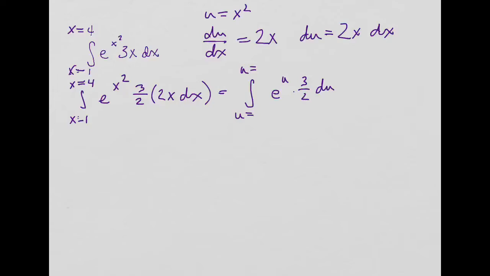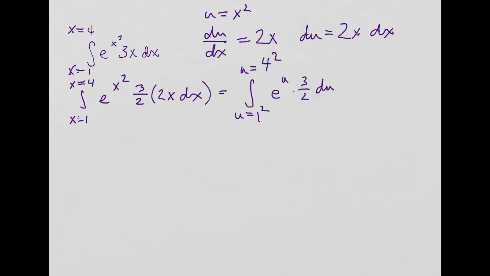But we need to replace our limits of integration as well. And what we want to use is what u is equal to in terms of x squared. So if x is equal to 1, then u is equal to 1 squared. And if x is equal to 4, then u is equal to 4 squared. So we are looking at new limits of integration from 1 to 16.